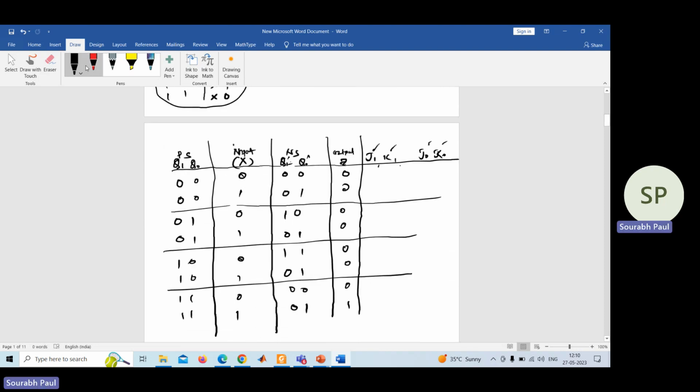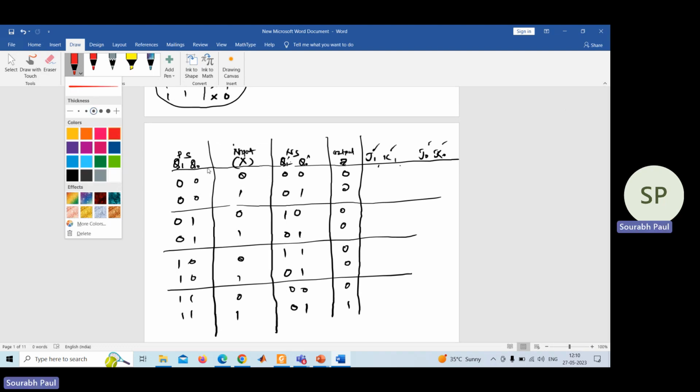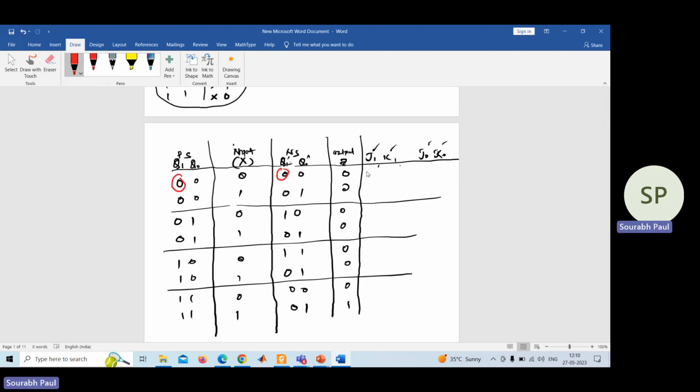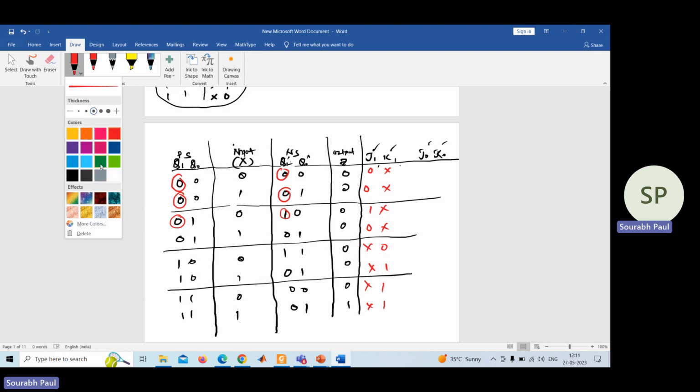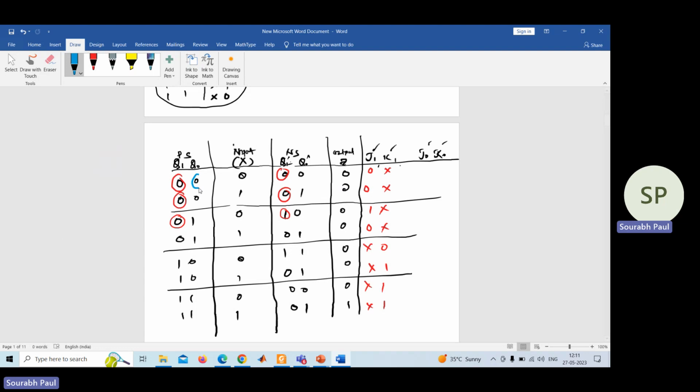So you find out using the excitation table. How? Compare this 0 with this 0. 0 to 0 means you need to write 0x. Then compare these two, 0 to 0 means 0x. Likewise, you need to follow the same procedure for all of them. This will be 1x, 0x, x0, x1, x1, x1. Now the same procedure you need to follow for the next bit, this 0 with this 0. So you'll get the value of the second flip-flop, that is 0x.